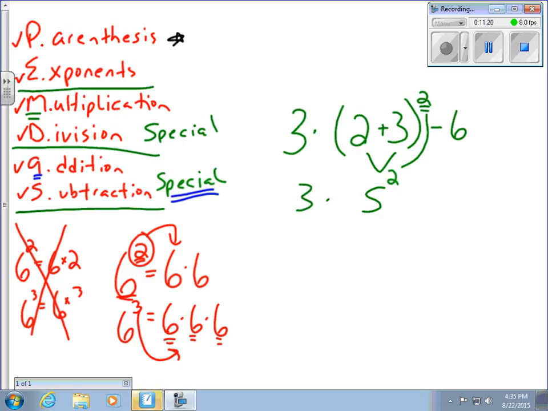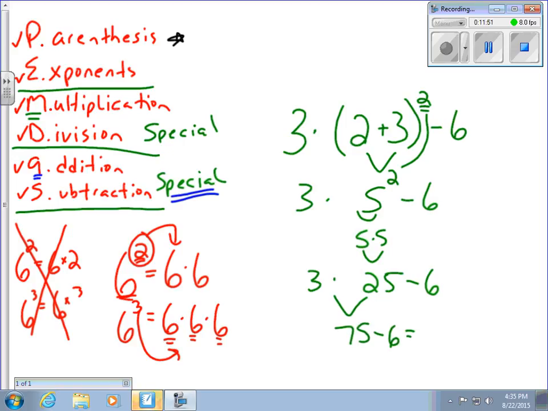So I have 3 times 5 to the second power minus 6. Now remember, 5 to the second power actually means 5 times 5, which is 25. So I have 3 times 25 minus 6. I do multiplication again next because all the multiplication and division is done before addition and subtraction. 3 times 25 is 75 minus 6 equals 69. Okay, and that's how we handle an exponent outside of parentheses. We'll do one last problem next.